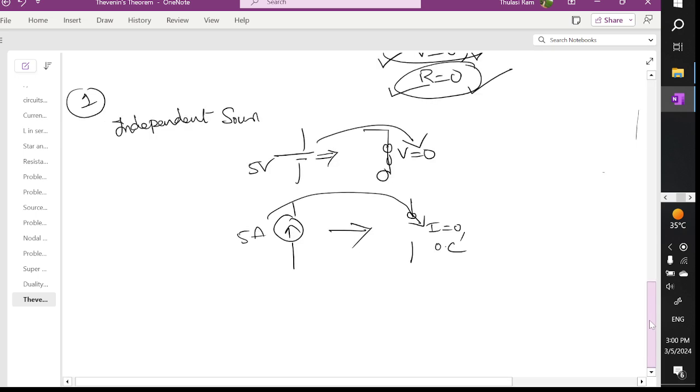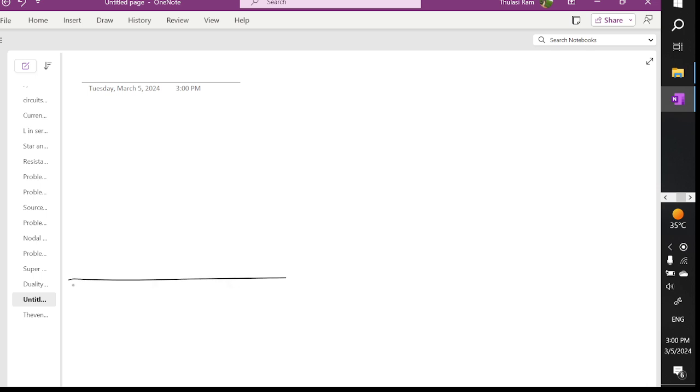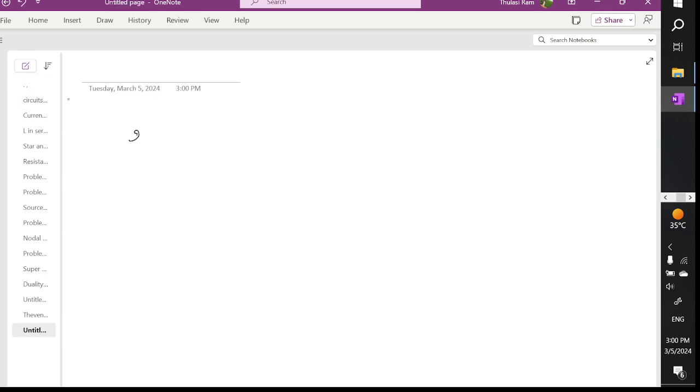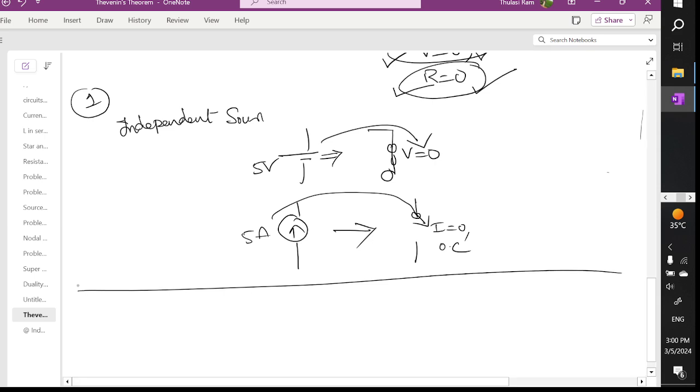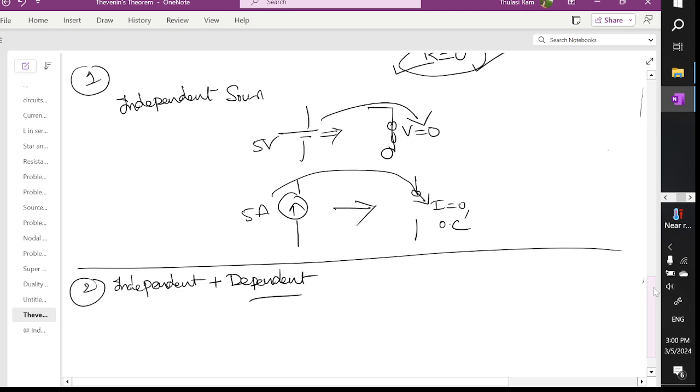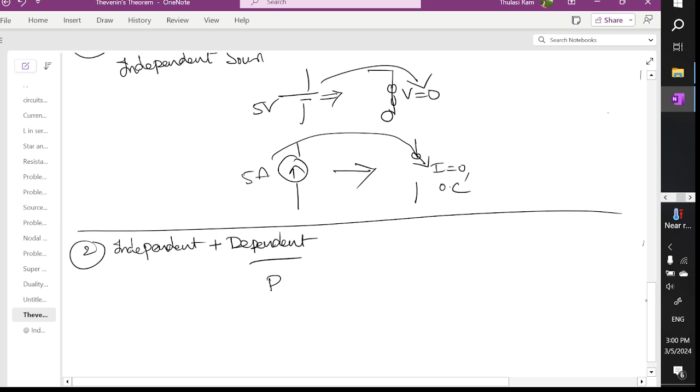So coming to the second case. We studied the first case. The second case is when we have independent sources and dependent sources. We'll discuss the dependent sources later. Let's try to understand case 2. When you have independent and dependent sources, how do we find the internal resistance?